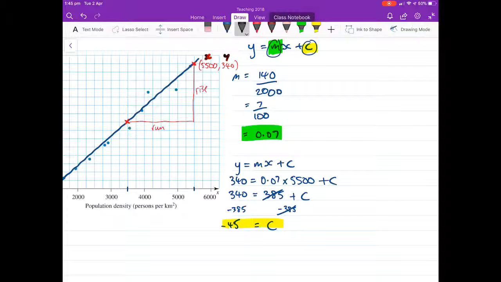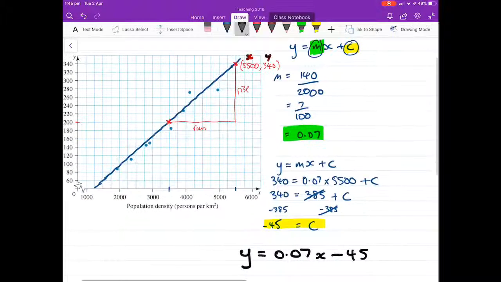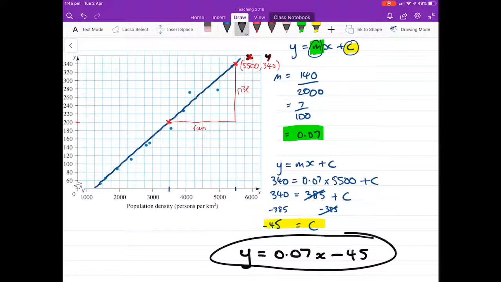What we've now got is enough information to write an equation. Y equals, my m is 0.07x plus my c, which is actually a negative, so I'm just going to write take 45 there. Alright, so that's from start to finish, guys: drawing our line of best fit, finding our gradient, finding our y-intercept, and then finally putting it all into one equation.